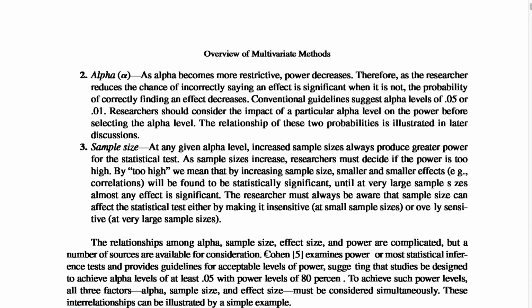Number three, let's talk about the sample size. At any given alpha level, increased sample size always produces greater power for the statistical test. As sample size increases, the researcher must decide if the power is too high. By too high, we mean that by increasing the sample size, smaller and smaller effects, for example correlations, will be found to be statistically significant until, at very large samples, almost any effect is significant. The researcher must always be aware that sample size can affect the statistical test either by making it insensitive at a small sample size or oversensitive at a very large sample size.